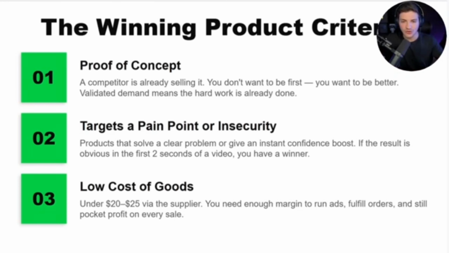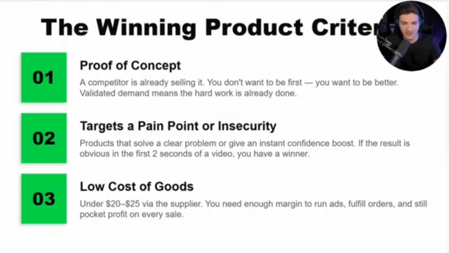Next, number 2, you want to target a pain point or an insecurity. So whatever products you are selling should be targeting a problem, and the product should be perceived as the solution to that problem. And the more visually appealing your product is, the more visually stimulating the product is, the easier it will be to have good ads, because the visual will do some of the heavy lifting for you.